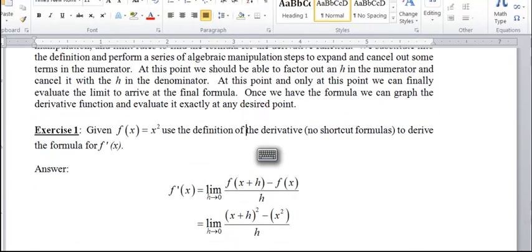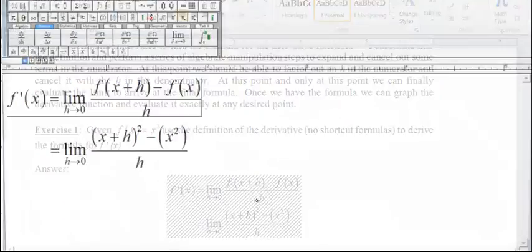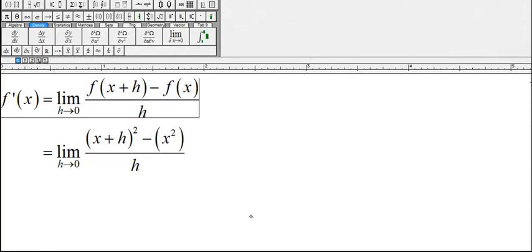To do that, we need to use the definition of the derivative. So here's the definition: f prime of x is, by definition, the limit as h approaches 0 of f of x plus h minus f of x, over h. Now our particular function is y equals x squared. So when it says f of x, think of this part as our original function, x squared.